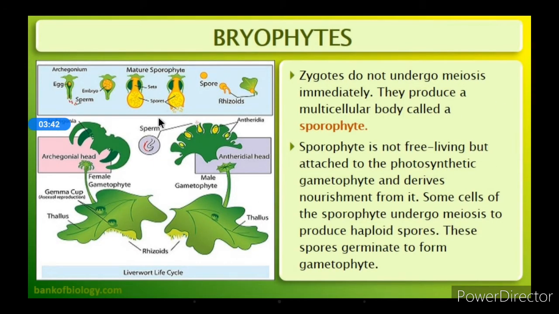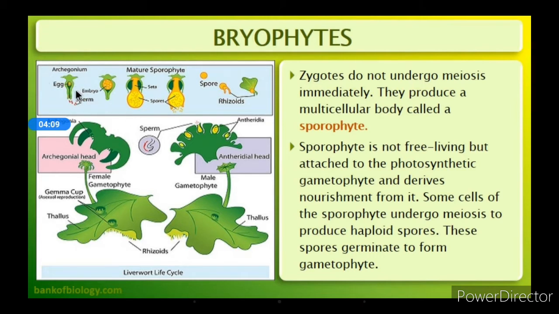So what happens after the zygote? Generally after the zygote, it will undergo division and give rise to the next stage, right? Here you can see this is the female gametophyte, and this is the male gametophyte. This is the antheridium, which will give rise to sperm. This is the archegonium, which will give rise to the egg. After fusion of male and female, it will give rise to the zygote.